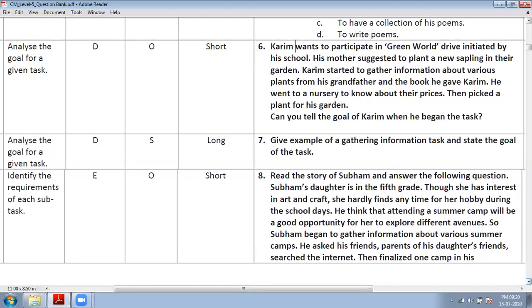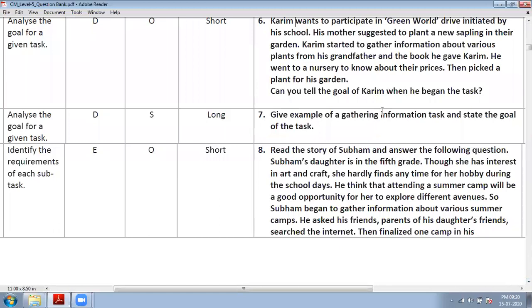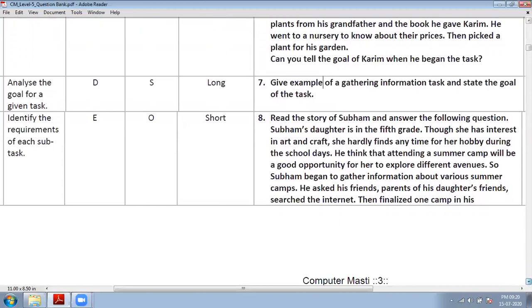So now the next question is, give an example of a gathering information task and state the goal of the task. Here you have to choose any gathering information task, as till now you have done many, just like question number 6, question number 5, question number 4. Simply you have to identify one task, make it into a story, and state the goal of that task. This is a simple question. Now question number 8.